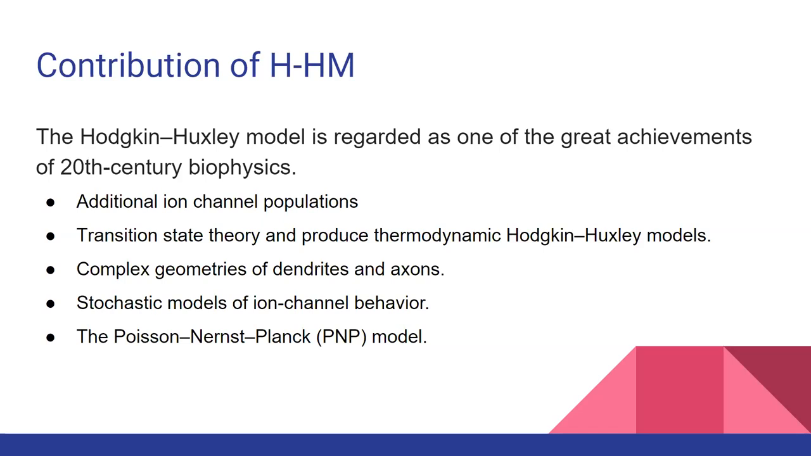So there are some improvements and applications of this model. The first one is additional ion channel populations, which has been incorporated based on the experimental data. The second one is using the Hodgkin-Huxley model to incorporate transition state theory and produce the thermodynamic Hodgkin-Huxley models. The third one is the models that incorporate highly complex geometries of the dendrites and axons.